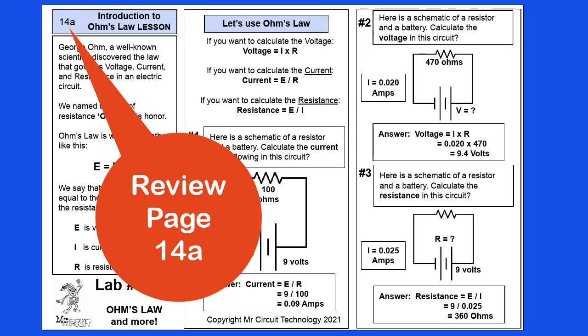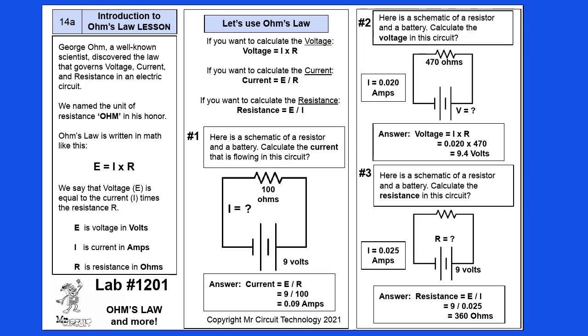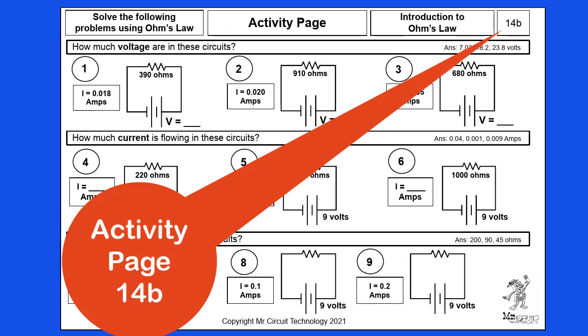For a review of what I just covered, you can study page 14A in your lab manual. Spend some time with this lesson until you have the three equations memorized. Then, to complete this lesson on Ohm's law, go to the activity page 14B in your lab manual and fill in the missing numbers for the 9 problems. When you've done that, you're ready to go on to lesson 15.